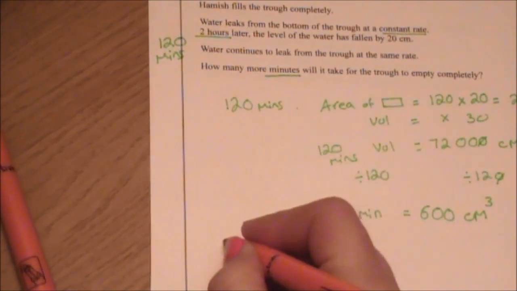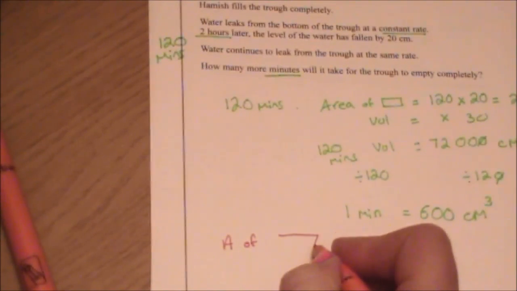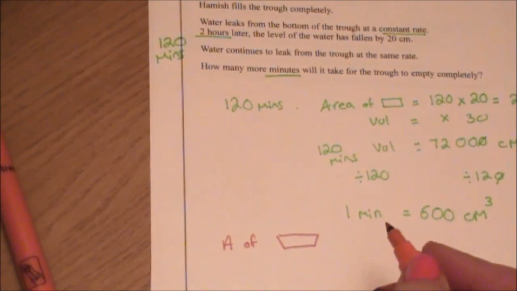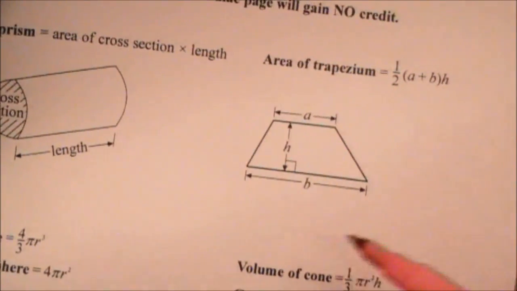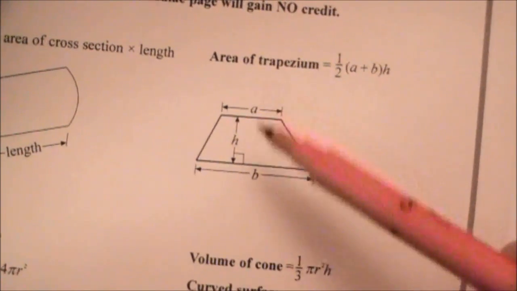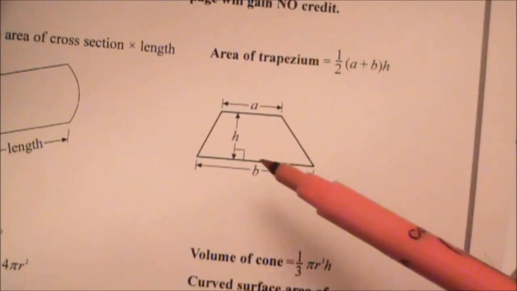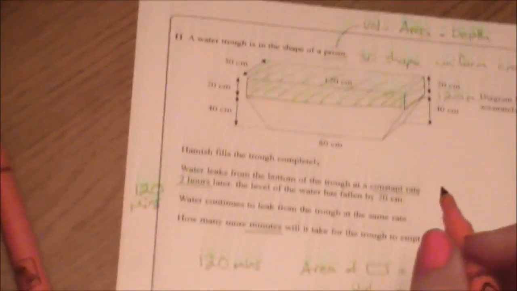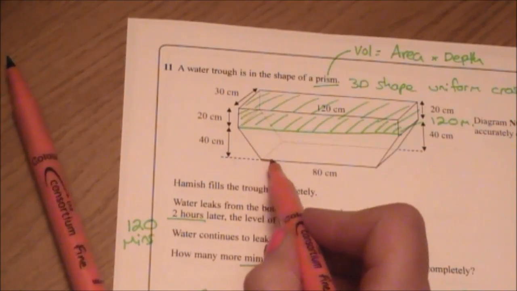And the first thing I'm going to do is find the area of that trapezium shape, which is the bottom of the trough. Now, the area of a trapezium can be found on the formula sheet. It's half of A plus B, which are the two parallel sides, multiplied by the perpendicular height. So in order to find the area of this trapezium, I need to find the parallel sides.